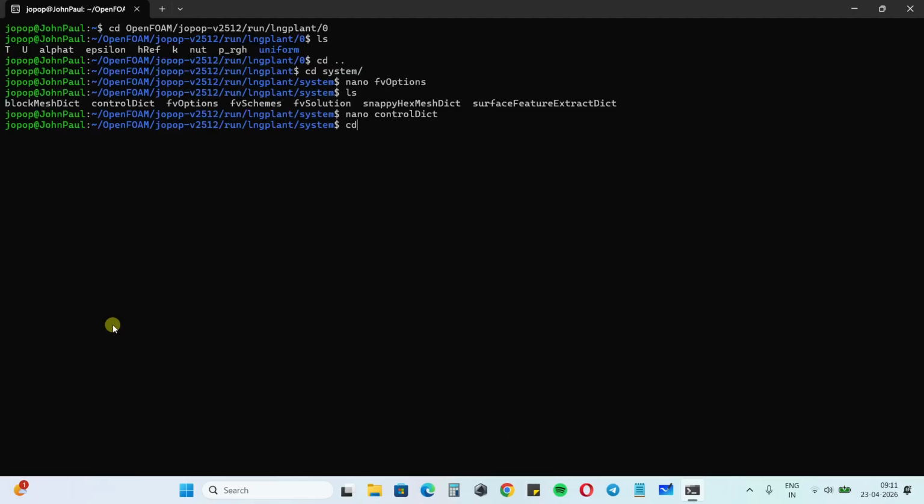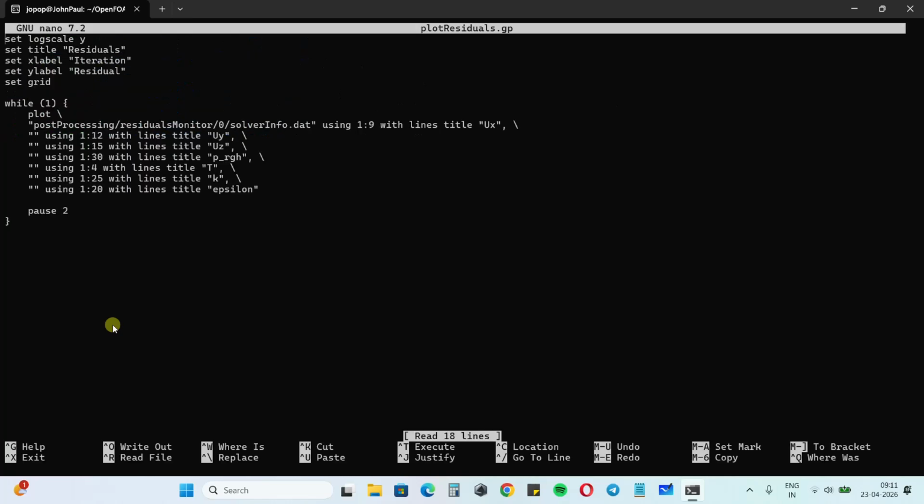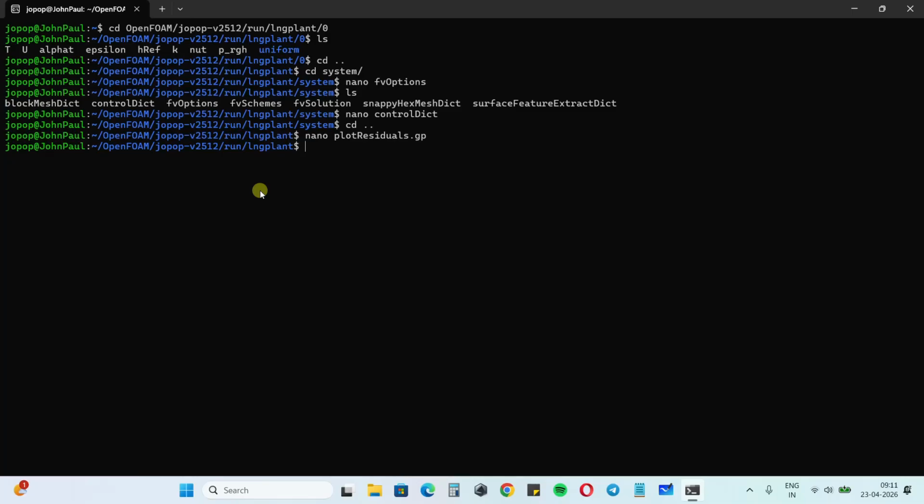So if I go back to the case folder, I have a file called plot residuals gp. This is where I have scripted to plot the residuals. So it basically calls from the solverinfo.dat file, and it calls the different columns and plots it with respect to the iteration, okay. So we can see that when we run the solution. So just save it.